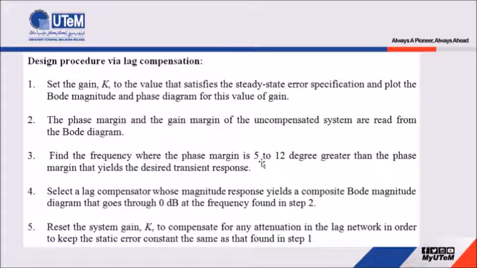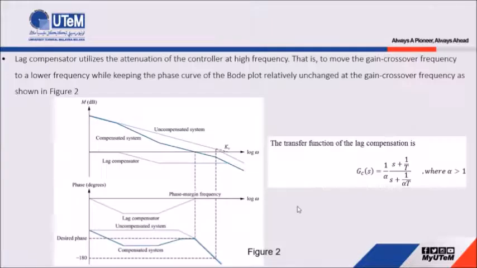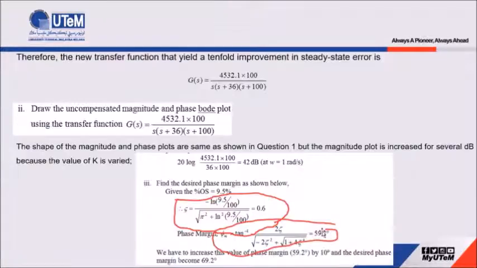This refers to procedure number 3, where we have to add 5 to 12 degrees to the phase margin. In this case, we choose 10. You can also choose 5, 7, and so on, as long as the value is between 5 and 12.